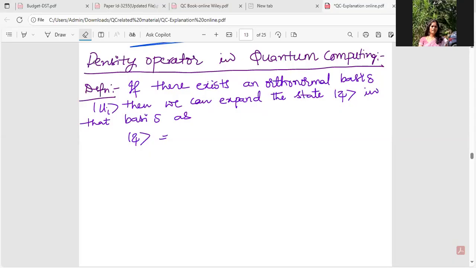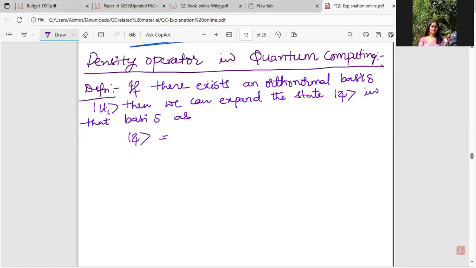The next important concept in quantum computing would be the density operator. What exactly is a density operator? Before going to that, there is one definition that we will see: an orthonormal basis, ket ui. Orthonormal means the inner product of ui and uj is equal to 1 for i equal to j, and 0 for i not equal to j. This is the definition of orthonormal.